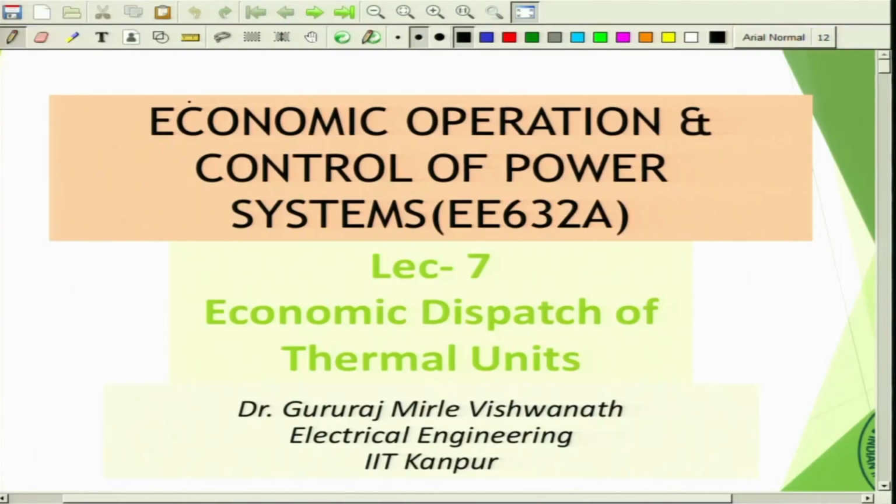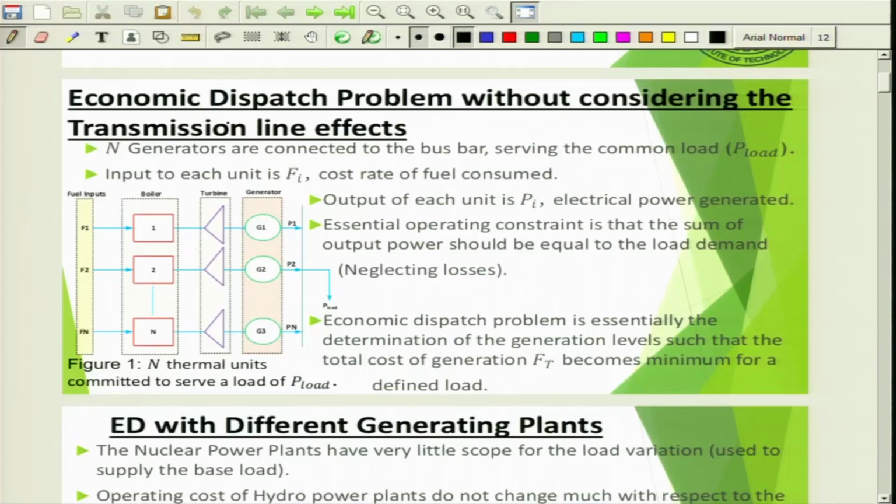Now in today's discussion we will learn about a very important subject matter, which is known as economic dispatch of thermal units. First we will deal with the economic dispatch problem without considering transmission line effects.